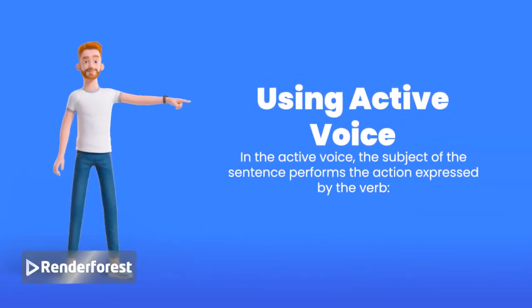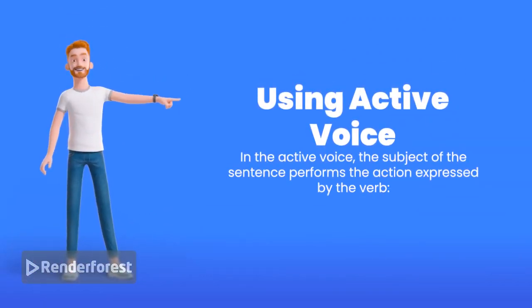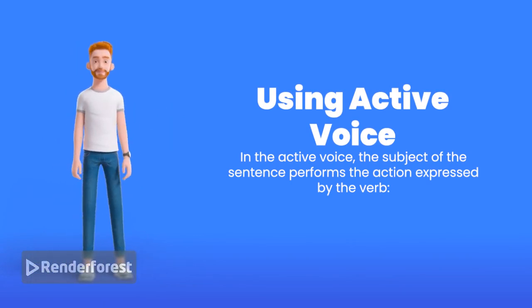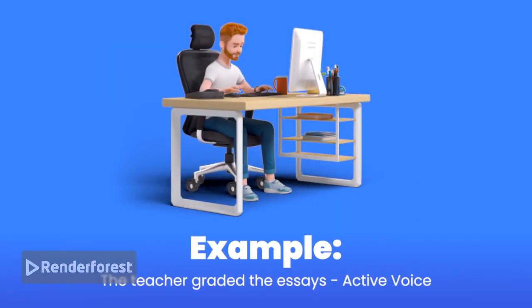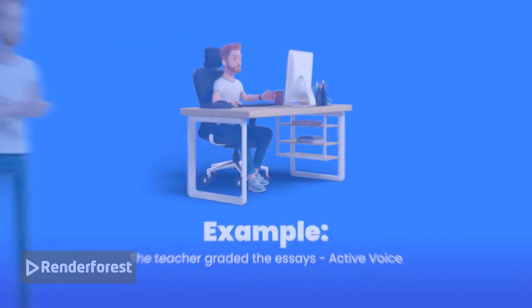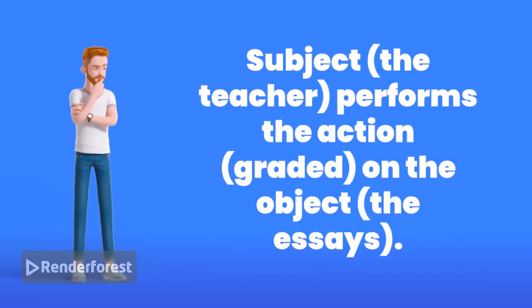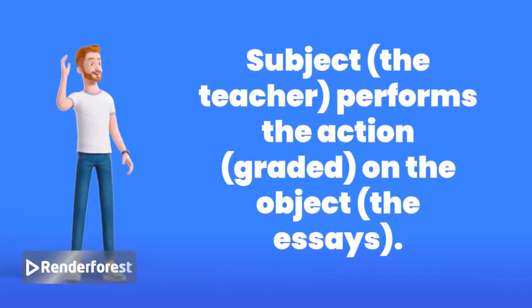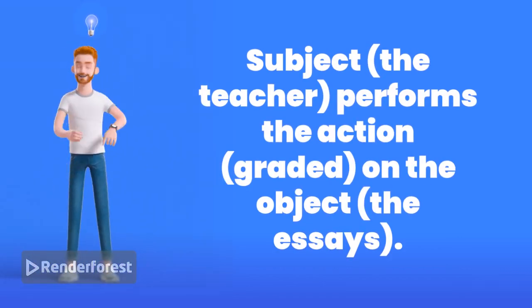Using active voice. In the active voice, the subject of the sentence performs the action expressed by the verb. Example: the teacher graded the essays, active voice. In this sentence, the subject, the teacher, performs the action graded on the object, the essays.